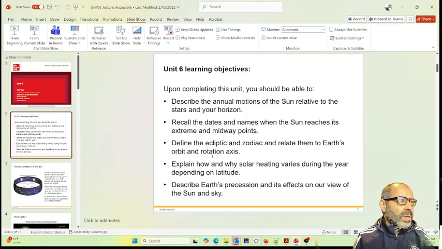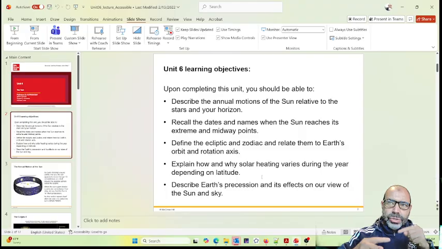And then we will define the ecliptic and the zodiac and relate them to the Earth's orbit, and explain the solar heating, basically the difference between summer and winter, what causes it, and how that depends on the latitude, basically on our position on Earth.